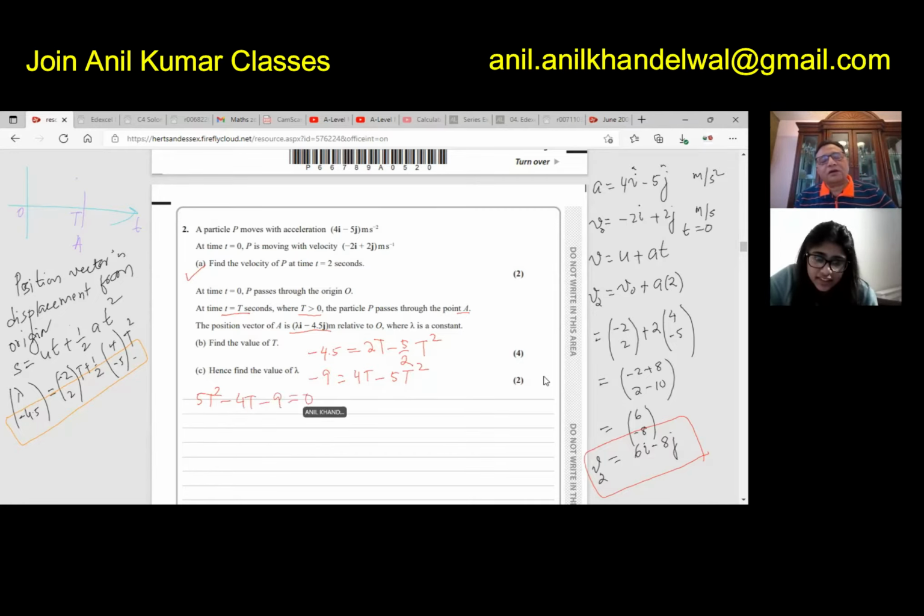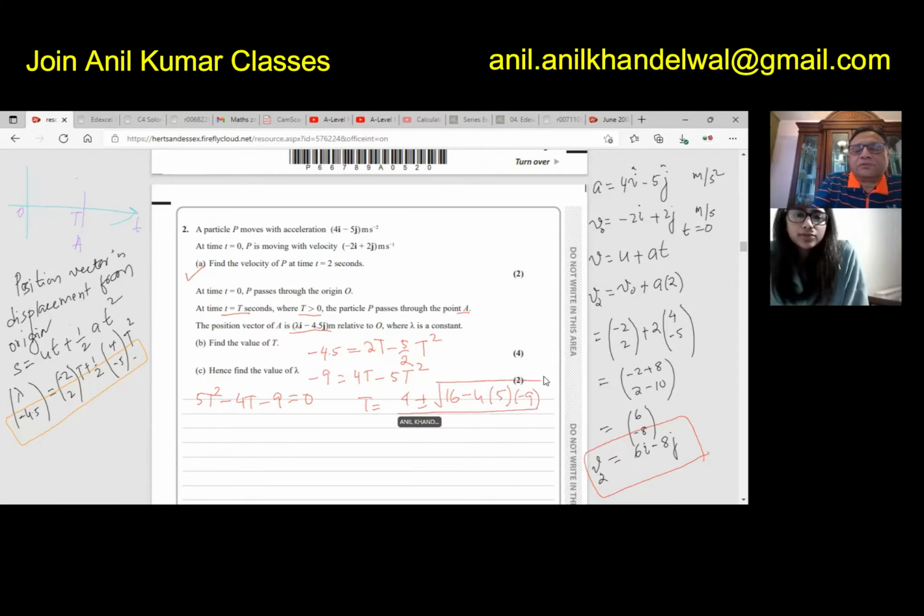So we have this quadratic equation from which you can find the value of t. 4 times 9 is 36, right? You could factor, or you could just use the quadratic formula. Does it make sense to you? Can you just quickly use a calculator? So we have t equals 4 plus or minus the square root of 16, b squared minus 4ac, so 4 times 5 times minus 9, over 2a, 2 times 5.